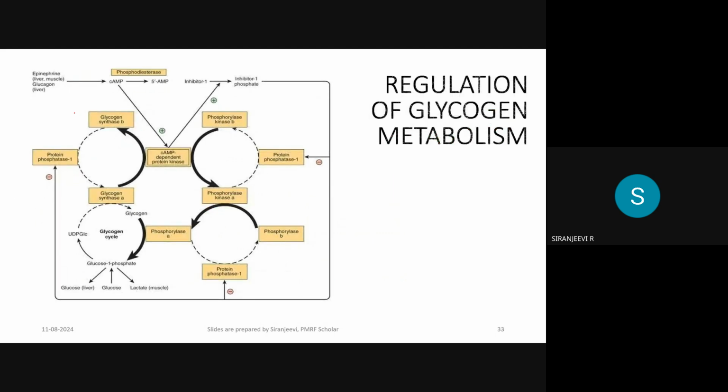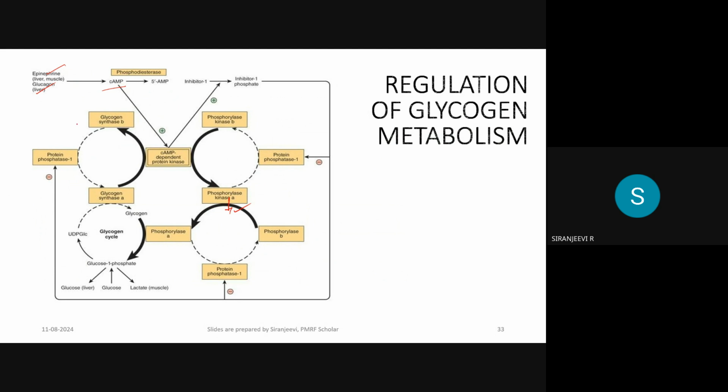So in the case of liver and muscle, epinephrine will be there, and glucagon in the liver. It will convert to cyclic AMP. The cyclic AMP will activate the cyclic AMP dependent kinase. So whenever there is less glucose, it has to come back to the normal glucose level. So the cyclic AMP dependent kinase will phosphorylate phosphorylase kinase B to A, then glycogenolysis will take place.